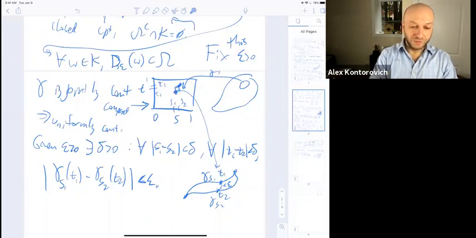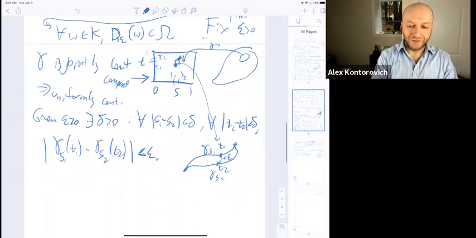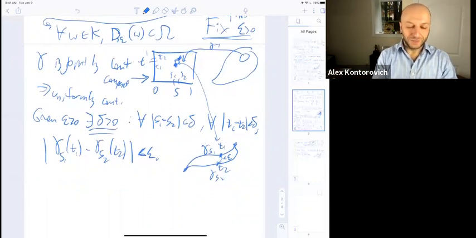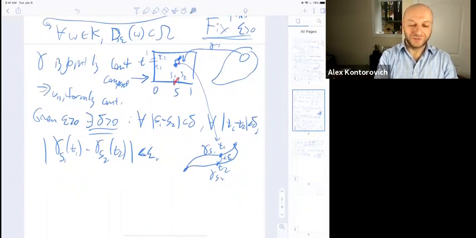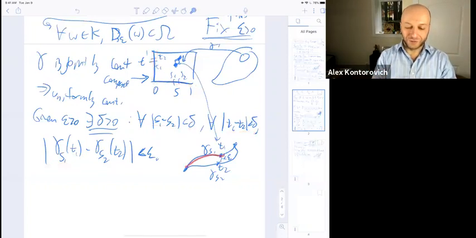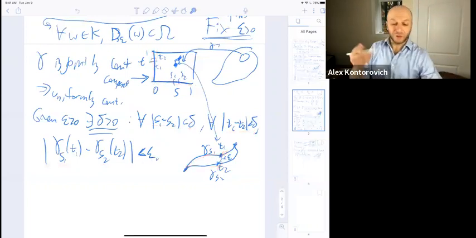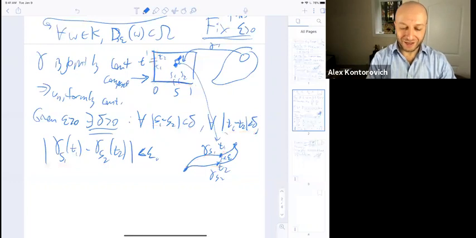Okay, so we have an epsilon. That's the epsilon that allows us to stay within omega for all time. We have a delta. The delta comes from uniform continuity, so the delta doesn't depend on the location of S and T. This holds uniformly for all S and for all T. As long as the S's change by no more than delta and the T's change by no more than delta, then the value of gamma from one curve to the other at these different points changes by no more than epsilon.